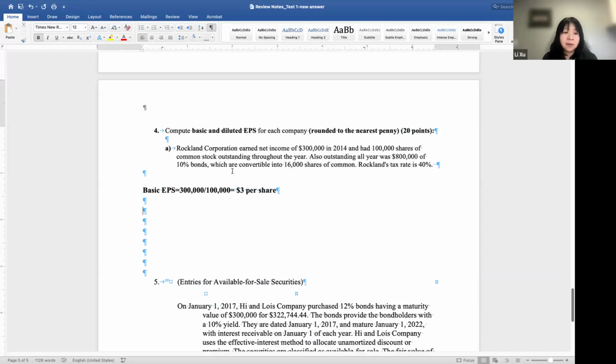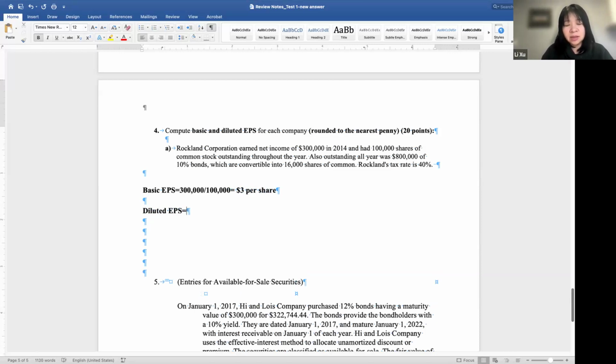Why do you want to start with the basic? First, it's easier to calculate, and second, also remember you should only report diluted if whatever you calculate is lower than the basic earnings per share. If it's higher, then you should not report it. So the next one is called diluted earnings per share.